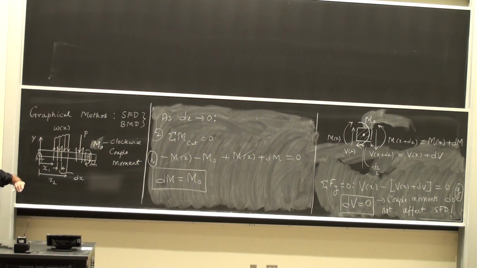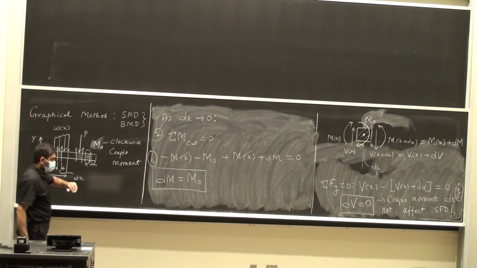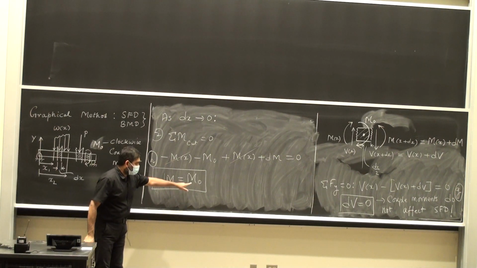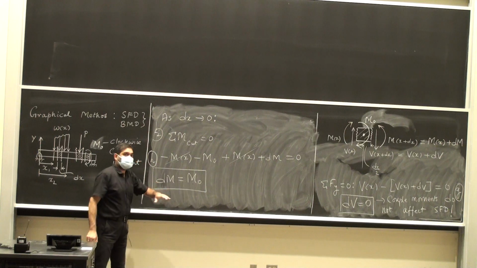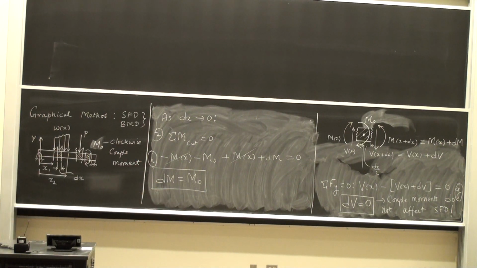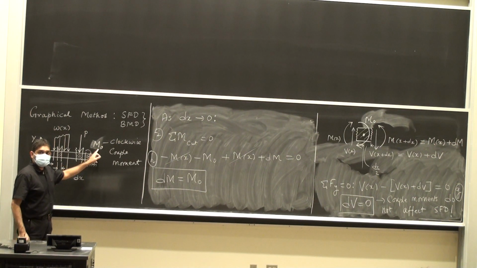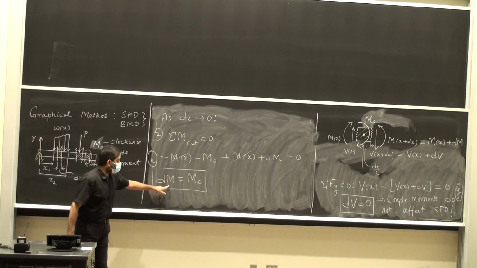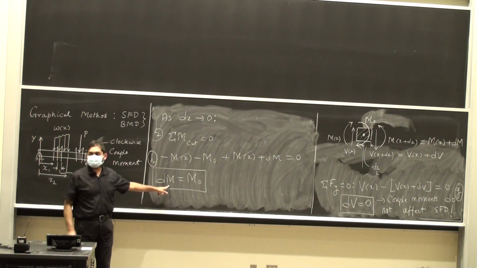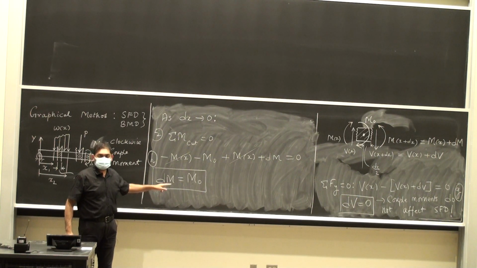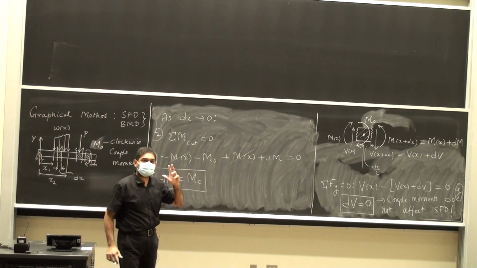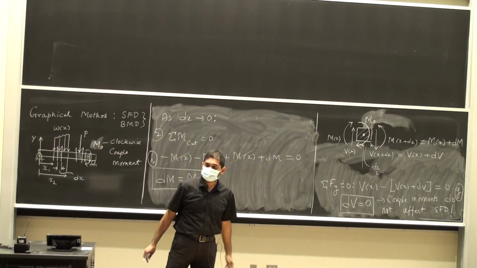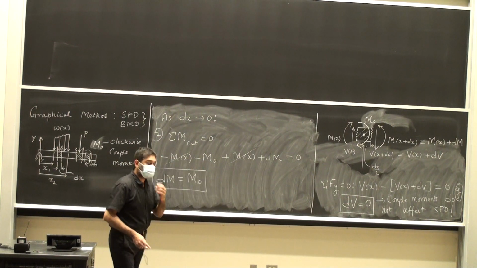Please notice the wording of this conclusion. A clockwise couple moment, and we'll pause so that you catch up. M naught is a clockwise couple moment. A clockwise couple moment will cause a positive jump in the bending moment diagram. This is contrary to what we always think, right? Because we always associate counterclockwise moments with positive things. Okay, so this is different.